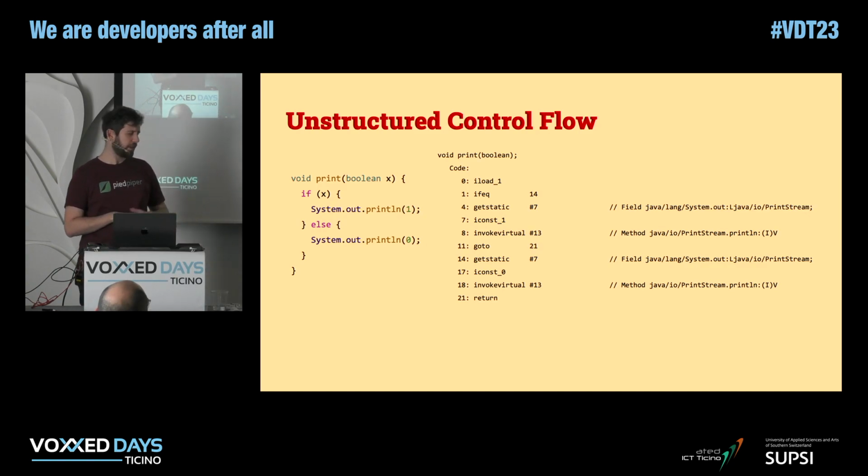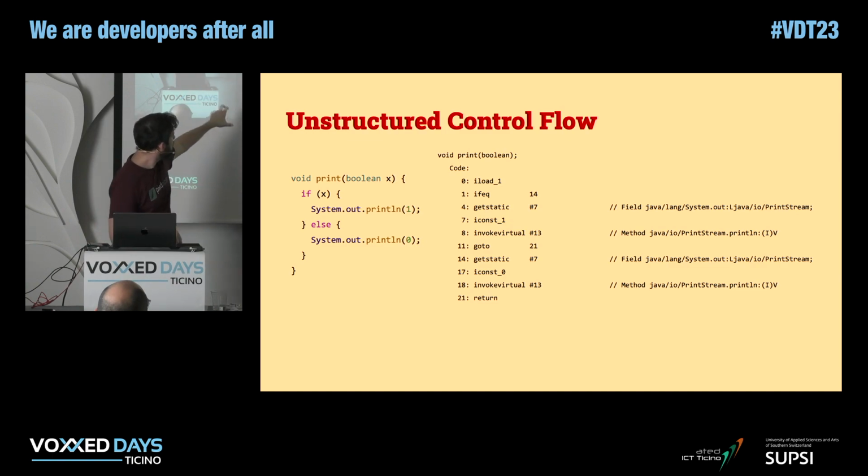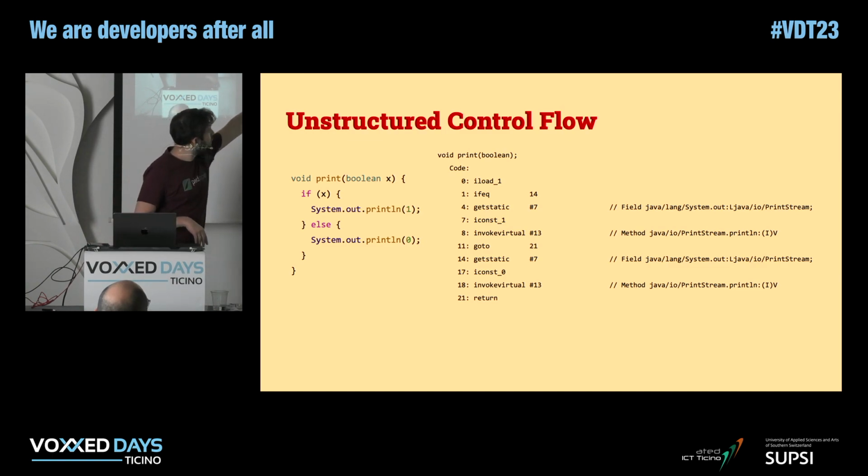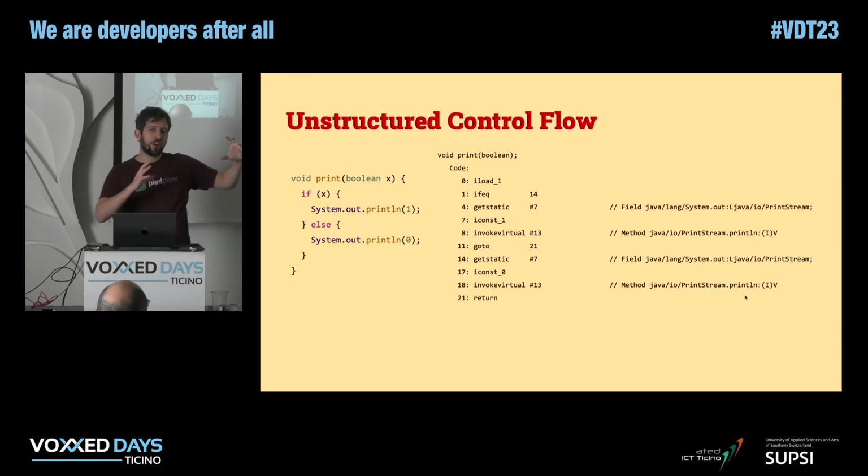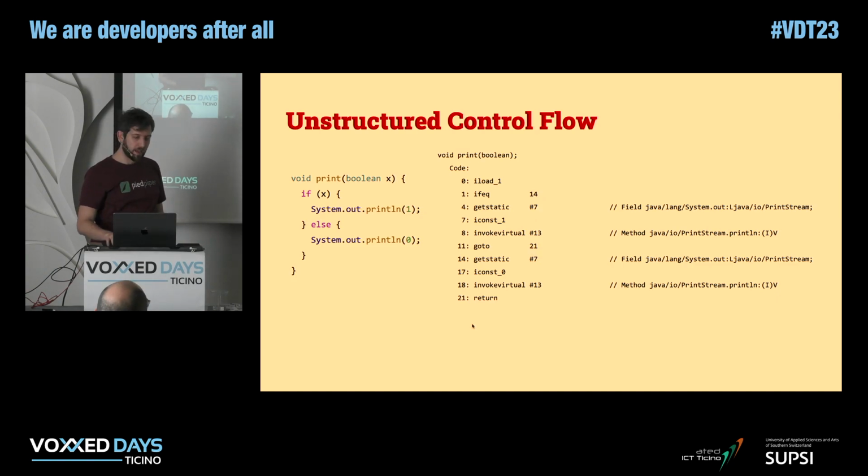I won't go, well, just give it a glance. There's an if, there's an else. As you can see here, you can probably notice that there's an if and there's a goto. So this is unstructured control flow. You don't have blocks. You just jump to a particular index inside your bytecode.